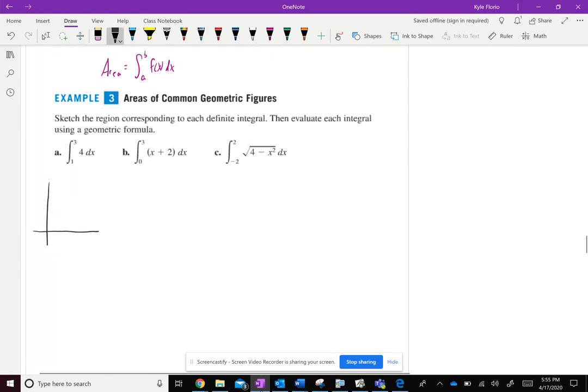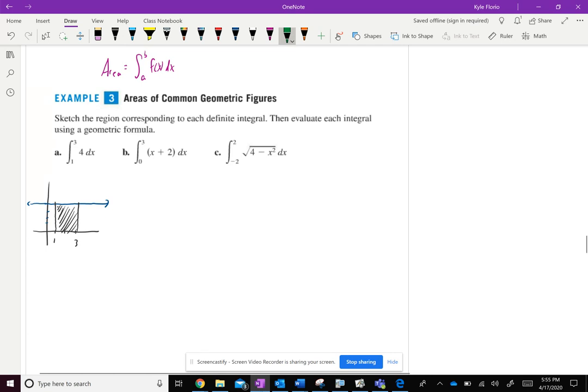All right, so the function f of x equals 4 is just a horizontal line at 4. Now, I want to know the area of that function between x equals 1 and x equals 3. So the area between that function, the x-axis, and the vertical lines x equals 1 and x equals 3 is this region right here. Now it says use geometrical formulas to find this area, and that should be pretty straightforward.